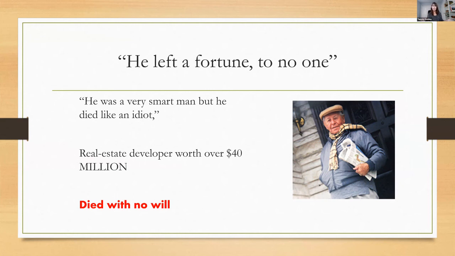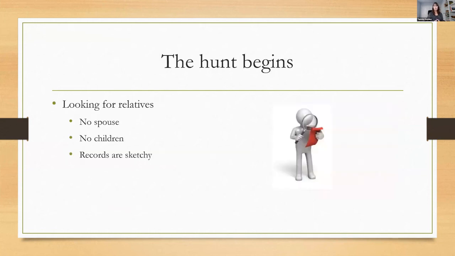Their words, not mine. Because this gentleman died with no will. And when you die with no will, the state makes a decision about the distribution of your assets. In his case, the distribution of $40 million. So what happens once this gentleman dies in his 90s is they begin to try to track down his relatives. And what they find is he has no living spouse. They can't find that he has any children.